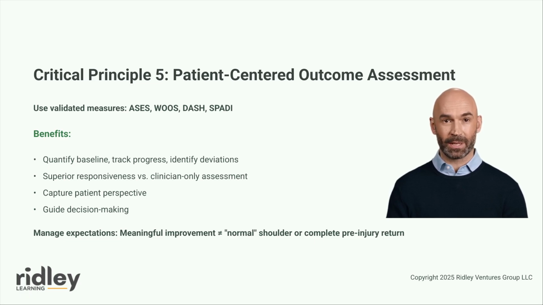Establishing realistic expectations based on patient age, comorbidity burden, and surgical complexity, and recognizing that meaningful improvement may not equate to achieving a normal shoulder or complete return to pre-injury activity levels, is critical for patient satisfaction and adherence to rehabilitation programs.